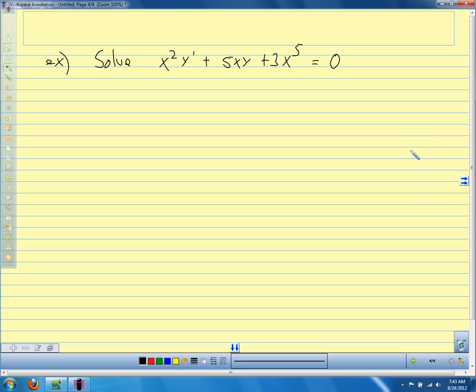So this is our differential equation. It's a first order equation. Our highest derivative is 1. It's linear because the powers on the derivative and the function itself, y and y prime, are 1. So we need to put this in standard form. So our first step is standard form.